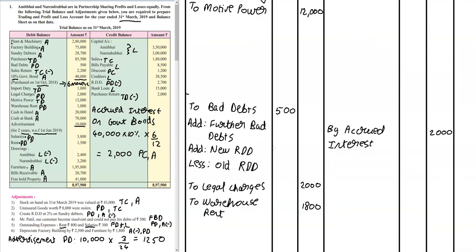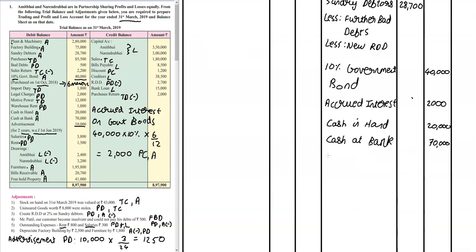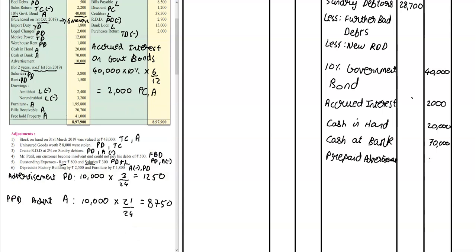Next we have got advertisement. So looks like this is the last adjustment. Frankly, we don't need an adjustment, we have our numbers. So advertisement in the P&L debit side is 1250, to advertisement (1250), and balance sheet asset side we can have prepaid advertisement, and was it 87, let's see, yeah, 8750.